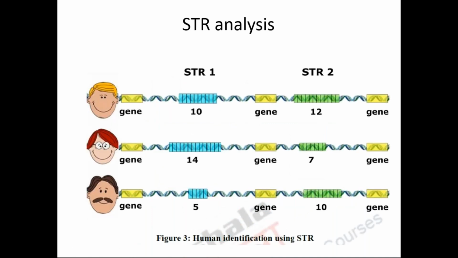You can see here the STR analysis of three different individuals. At STR 1, there are 10 repetitive sequences in one and 14 in another. These three individuals vary from each other in the length at this site or location 1. These are the genes, and all the genes are the same. Then at STR location 2, the STR region also varies in terms of length.